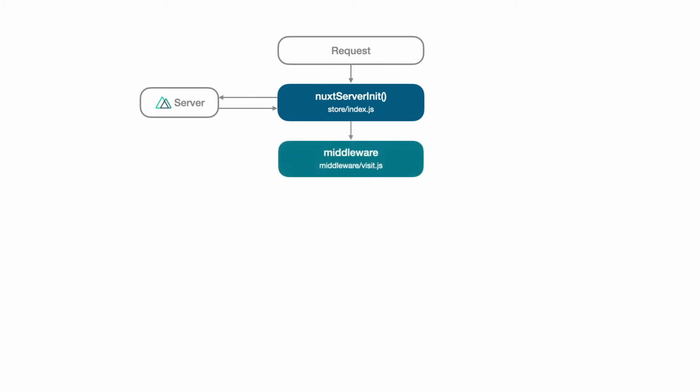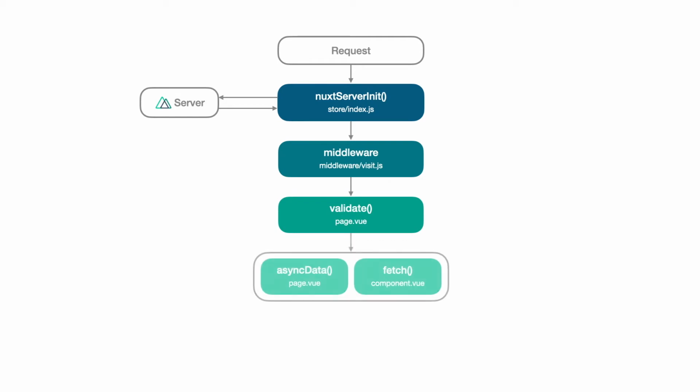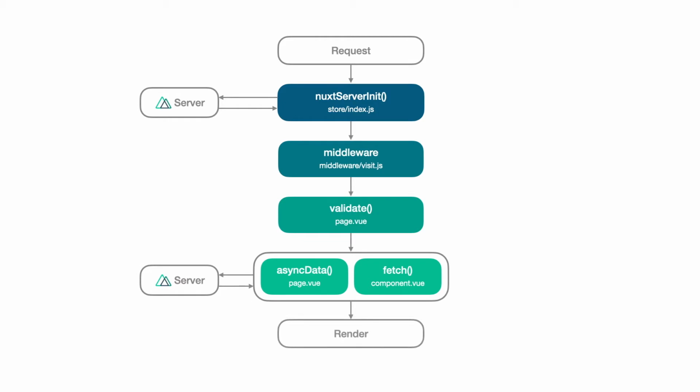The next hook is Middleware, which can be used to set conditions or even redirect a page. Next is Validate, which validates route parameters as either true or false. Finally, the most common hooks you will use are async data and fetch. These also run on the server and they return data before the page is rendered. And if I change routes, they are run again, which makes them useful for pages and components since those typically need to update between pages. So that's the Nuxt Lifecycle.